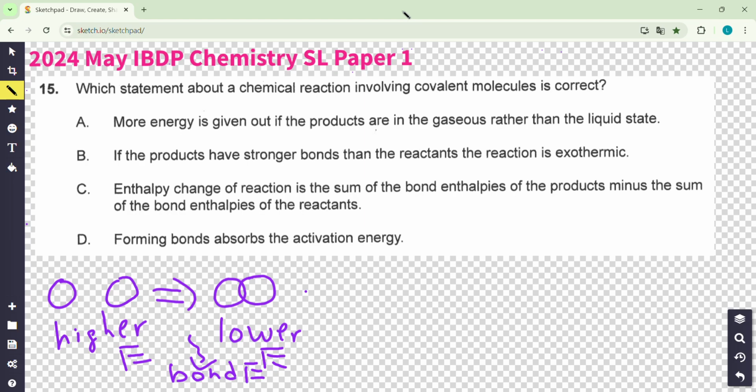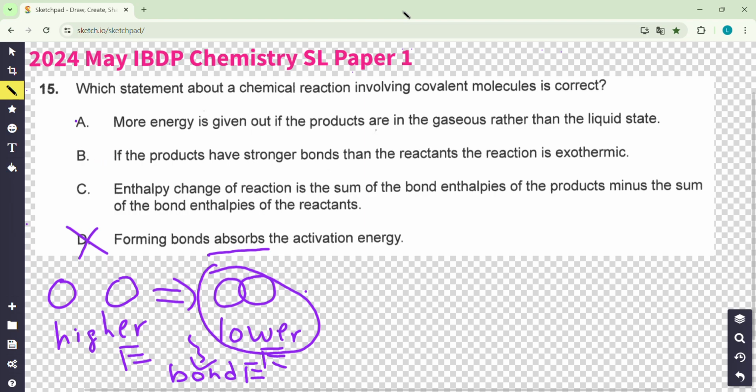So A, B, C, D, which one is incorrect? D. They said that it absorbs energy. Of course, no matter what kind of energy, forming bonds should release the energy. So how do you know how much energy is released? It depends on the products, right? If the product has a lower energy, it will release more energy, right? So by this concept, which option is wrong?